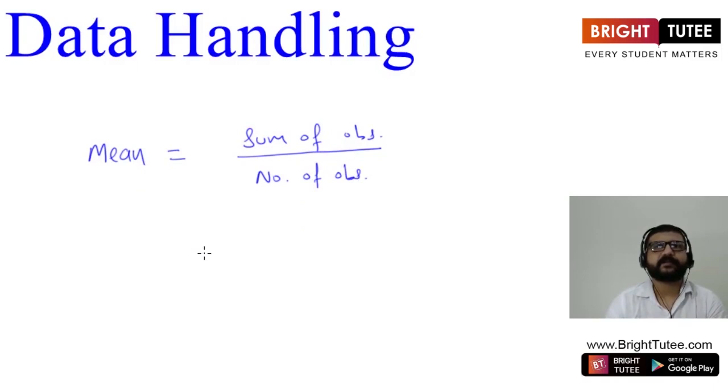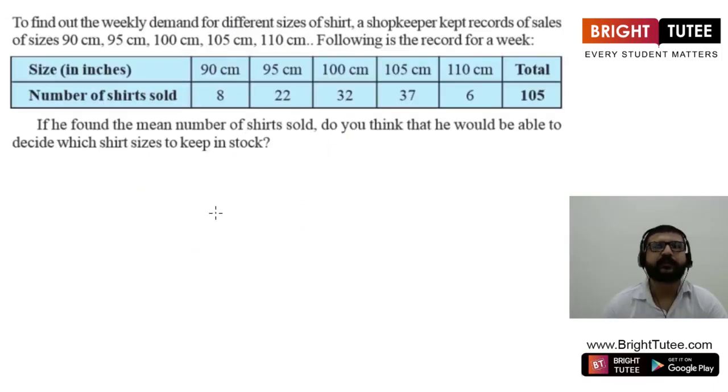Now in this video, we are going to study two more central tendencies. Before introducing other central tendencies, let's see one example. The example is: to find out the weekly demand for different sizes of shirt, a shopkeeper kept records of sales of sizes 90 cm, 95 cm, 100 cm, 105 cm and 110 cm. Following is the record for a week.